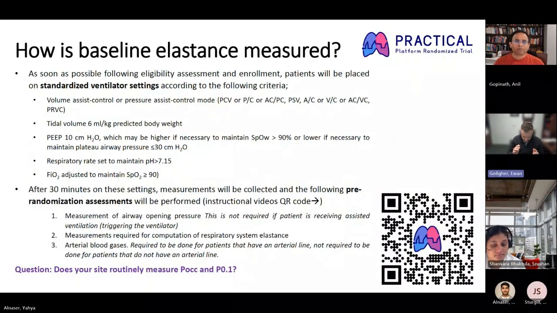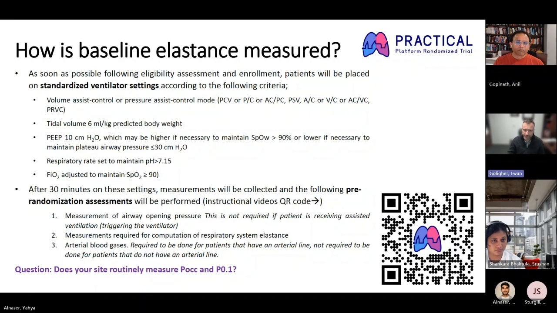Okay, so your patient meets eligibility criteria and doesn't meet any exclusion criteria. You approach the patient, the family consents for participation, and the next step is to get the patient randomized. So how does this work? Well, in this trial, as I've already emphasized, elastance is a very important potential predictor of treatment effect. We want to measure the elastance at baseline before randomization, and the randomization is stratified based on the measured elastance. So it's a critical measurement.